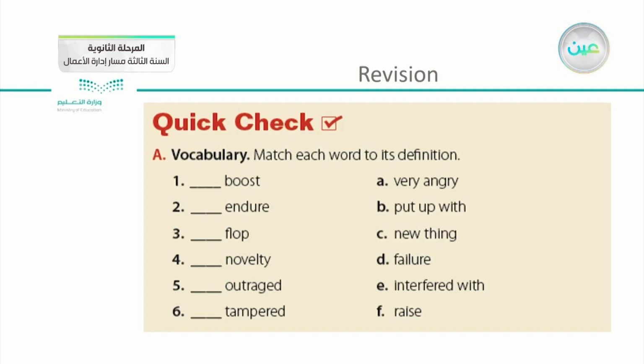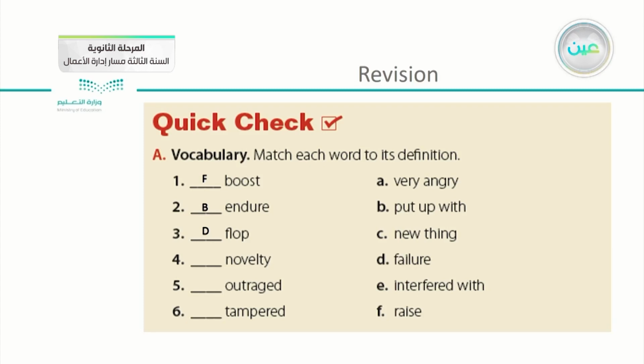Okay, now we have the last part of our lesson today, which is the quick check. On the left side, we have 6 words: boost, endure, flop, novelty, outraged, and tampered. And on the right side, we have 6 phrases or words that describe or define the words on the left side. Number 1, the word boost means raise. Number 2, endure. We talked about the word endure, it is to put up with something. The answer is B. Number 3, flop is a failure, and the answer is D.